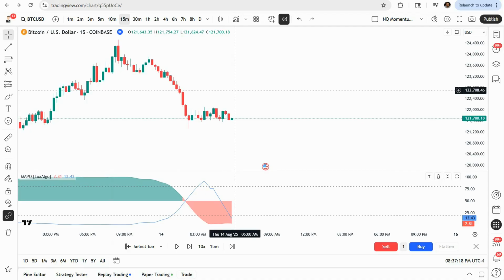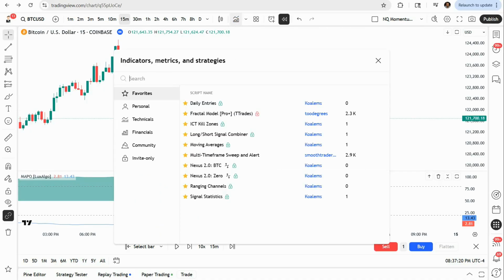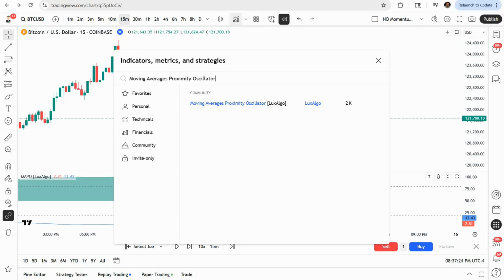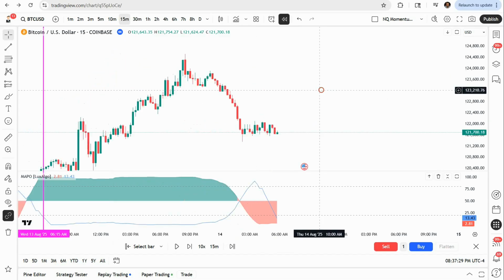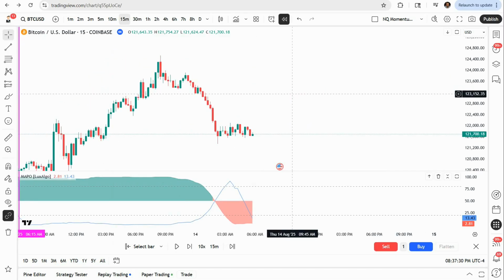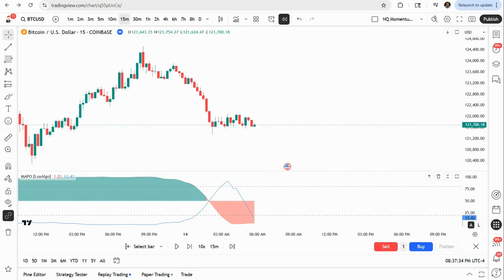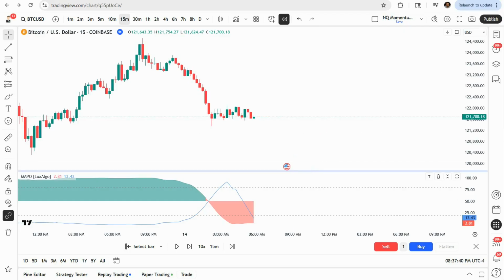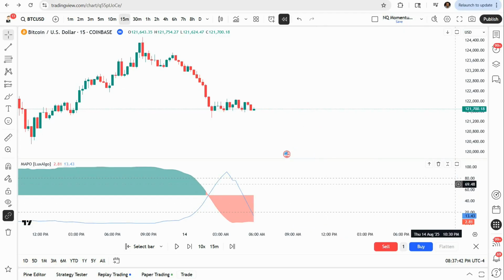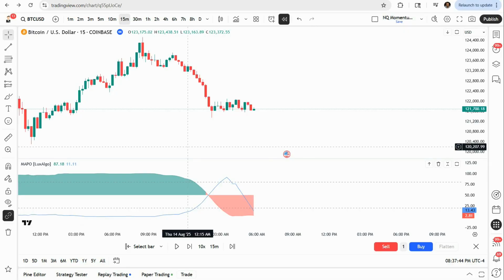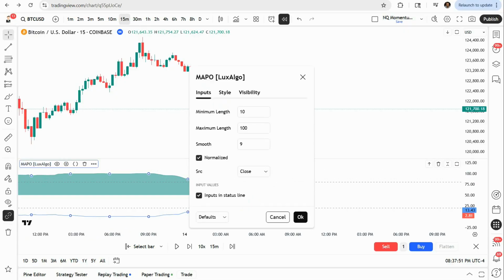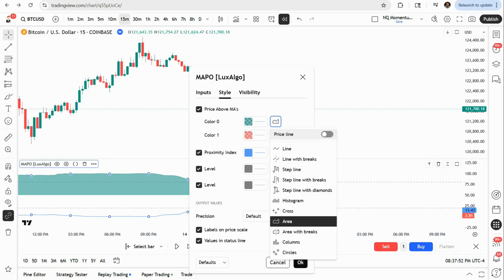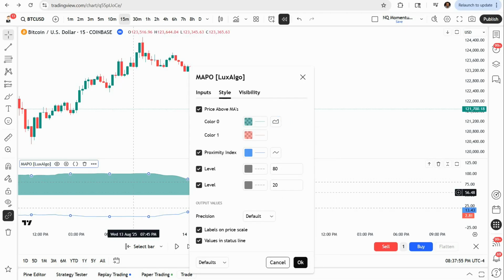And so the indicator that we will be looking at today is going to be the moving averages proximity oscillator. It's going to be this one right here. Go ahead and click on that and add it to the screen. We won't go into a lot of details about exactly what the indicator does or how it does it. We'll just go through a real quick rundown so that you have an understanding of how we will be testing it. So you have the area background, and what I did was I went into the settings under the styles and changed the columns to area. I just think it's a little bit easier to read.